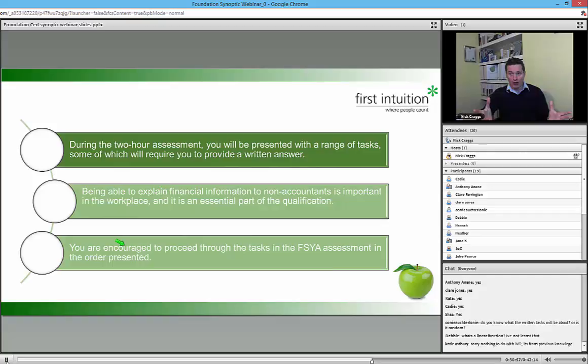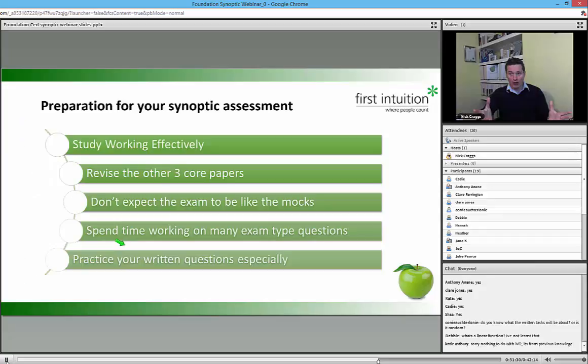Now, it says here, you're encouraged to proceed through the tasks in the Foundation Synoptic in the order presented. You don't have to. I mean, you've got to do them all at some point. There's only 7 tasks, though, so each task is a large part of the overall mark. But you can come back to questions. You can skip questions and come back to it, or change your answers. So it's not as crucial as it is in later levels. But like I say, you've got to do them all at some point. So don't worry too much there.